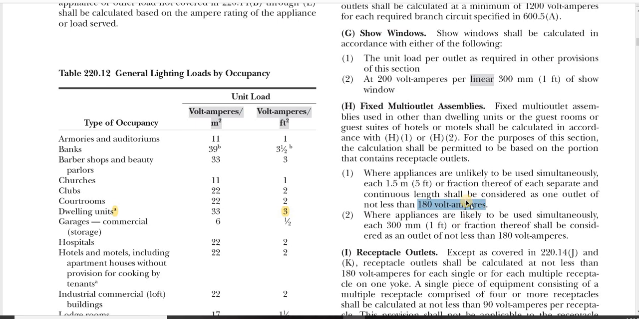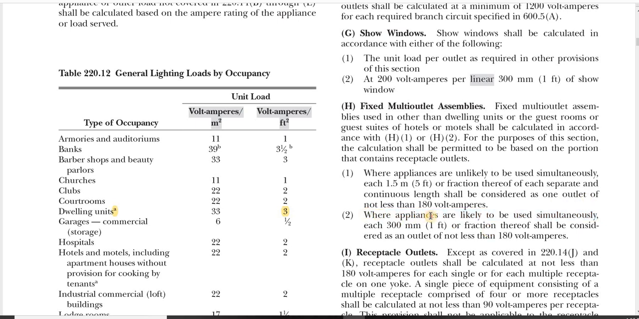So that's the VA for the portion that is unlikely to be used simultaneously. Now, let's go to the next one. So now we know we had 65 feet that was likely to be used simultaneously. Okay. Well, in this one it says, where appliances are likely to be used simultaneously, and an exam's got to tell you that. It's not something like on an exam that you've got to guess at. Because of the nature of this calculation, they have to either tell you it's simultaneous use or not simultaneous use.